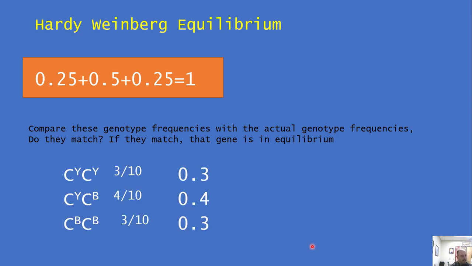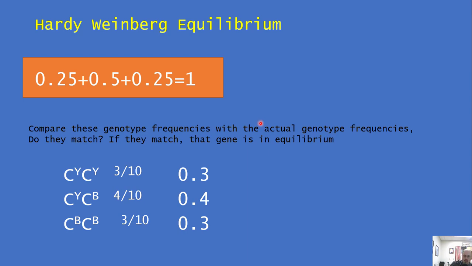So let's compare. Here were our actual values, 0.3, 0.4, and 0.3. And as you can see, they're slightly off. We predicted we should have 0.25. We actually have 0.3. We predicted we'd have 0.5. We actually have 0.4 here. And here we predicted we'd have 0.25. We actually had 0.3. So what we can see here is that our values are a little bit off from the predicted values, which means evolution is affecting this population. They are not in Hardy Weinberg equilibrium.